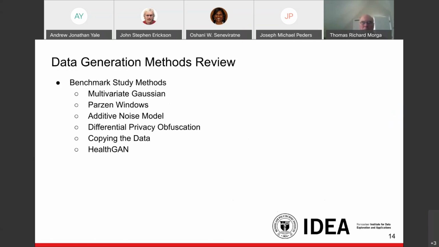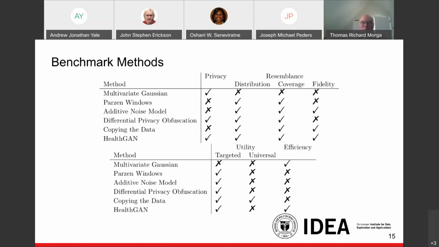We have the multivariate Gaussian, the Parzen windows, and the additive noise model, which is another model that we created that's based off of random forest. Differential privacy obfuscation, so not a full differential privacy synthetic data method, but an obfuscation method that attempts to remove the identifiers from the data using differential privacy. Copying the data, which is basically just a benchmark to compare against, obviously not private at all, and the HealthGAN. Again, we're looking at what these are good at and what they do poorly at.